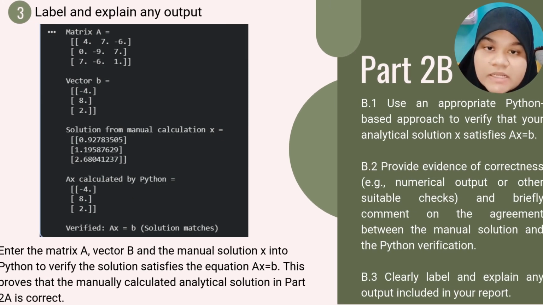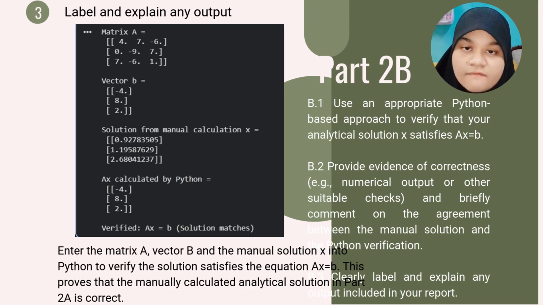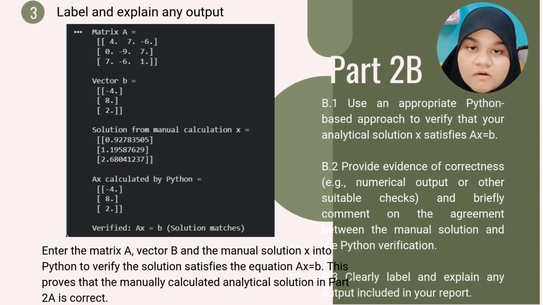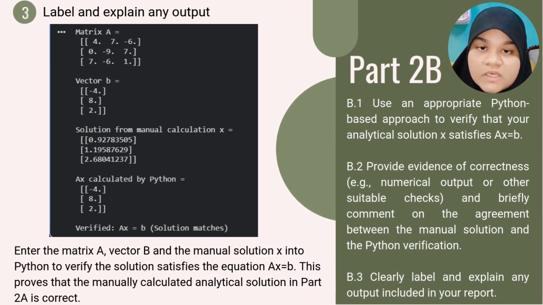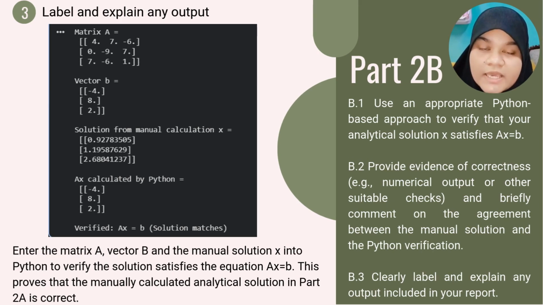Step 3. Comparing AX with B. After calculating AX, Python compares the result with B. If each corresponding component of AX is equal to B, then the equation AX = B is satisfied. In the output shown, the computed values of AX match B, either exactly or within a very small numerical tolerance.